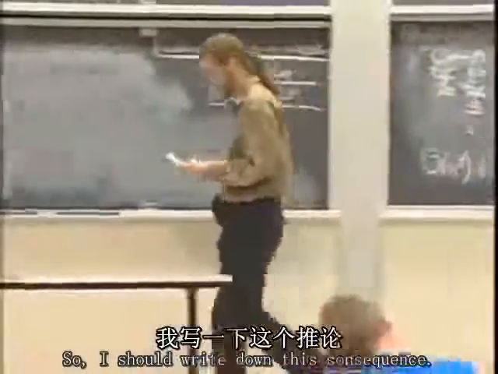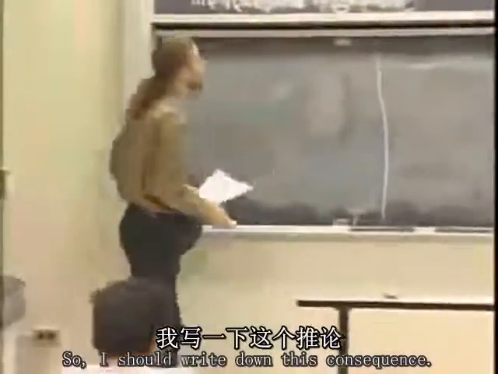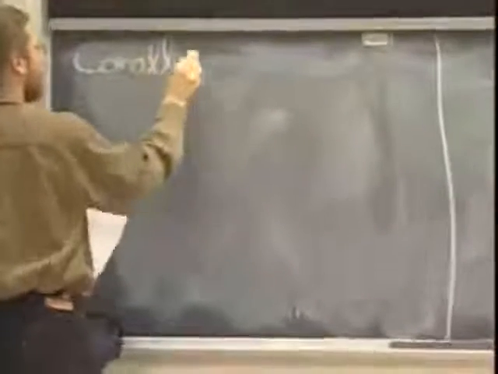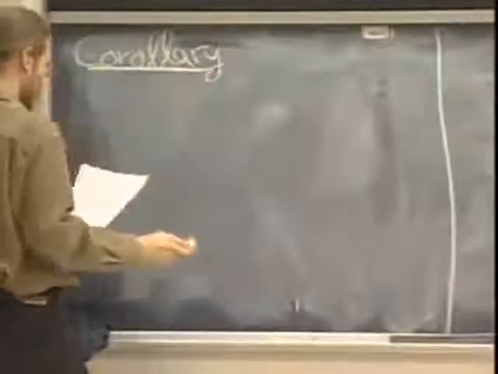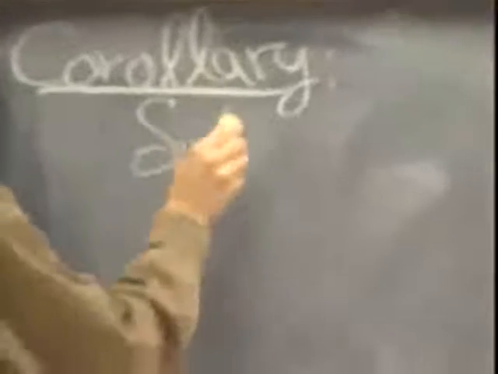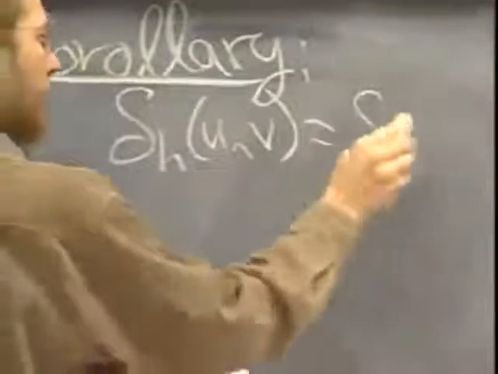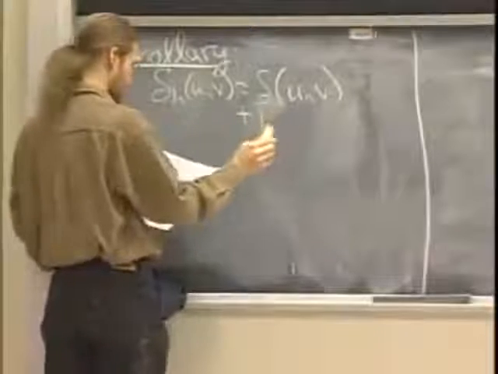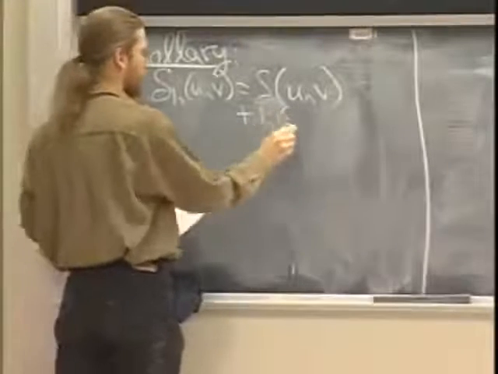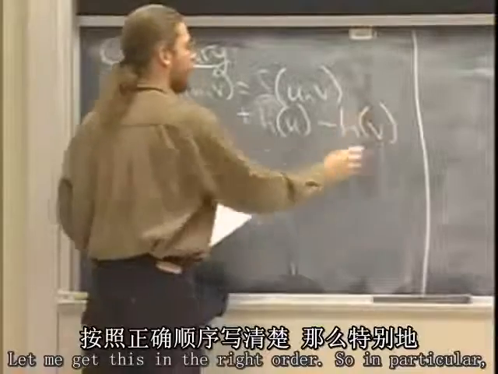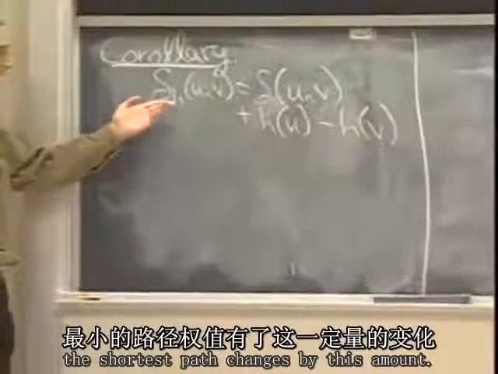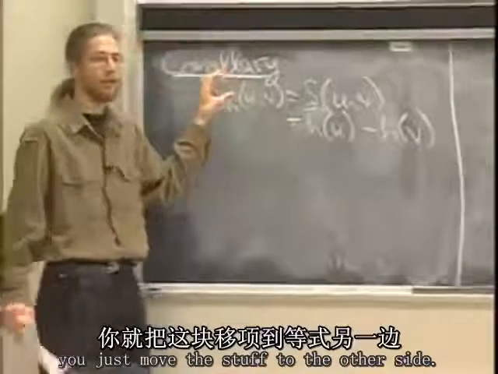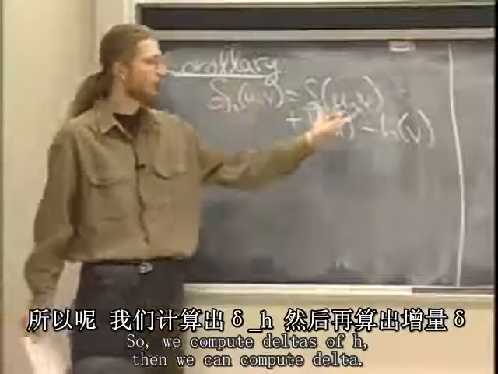So, I should write down this consequence. Get this in the right order. So in particular, the shortest path changes by this amount. And if you want to know this value, you just move this stuff to the other side. So if we can compute delta sub h, then we can compute delta.